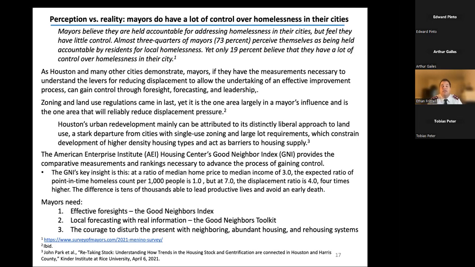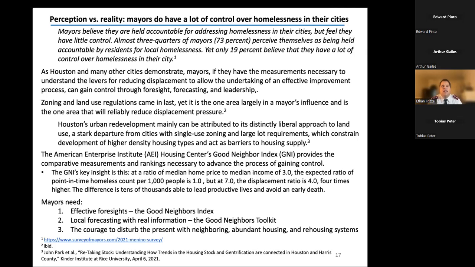What's happened is that we've created a space where people are able to blame-shift and not create solutions. But what we know is that zoning and land use regulations are actually the key indicator of what allows people to be housed. The American Enterprise Institute Housing Center's Good Neighbor Index provides us the comparative measurements and rankings to advance the process of gaining controls.